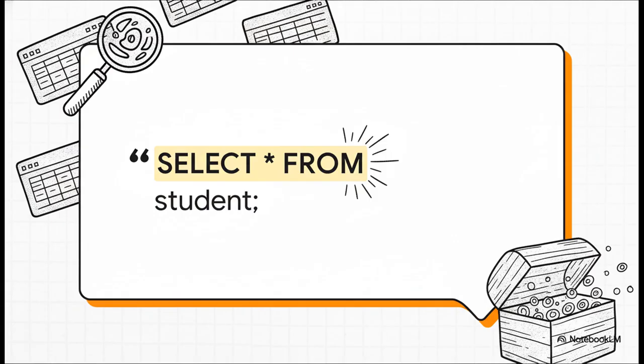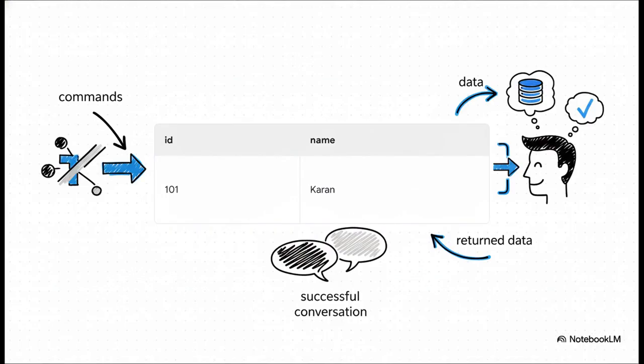And now, for the grand finale, the big reveal. We ask the database to select everything. That's what that little star symbol, the asterisk, means, from our student table. We're pretty much just saying, hey, show me everything you've got in there. And look at that. Here's the result. The database totally understood every single command, followed all our instructions perfectly, and gave us back the exact data we put in. We had a successful conversation.